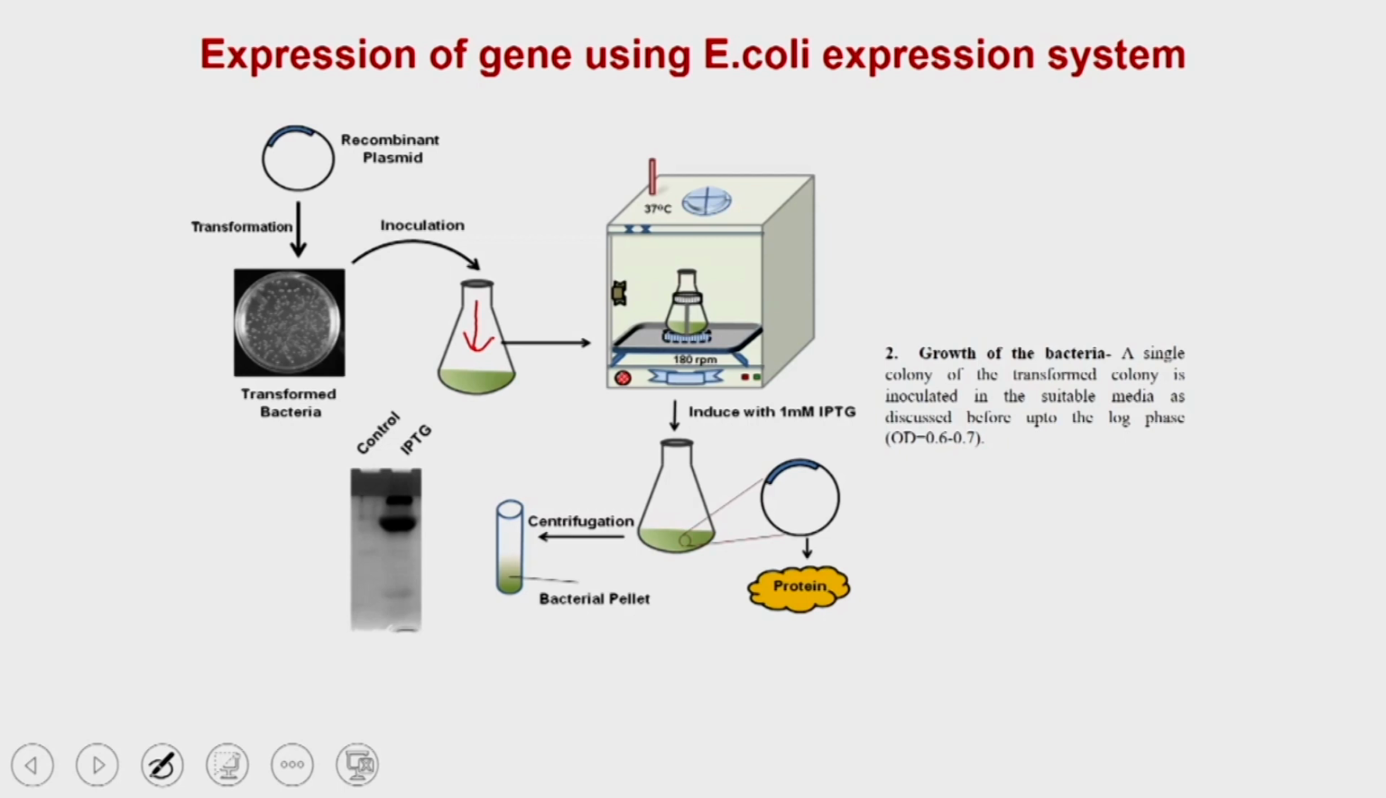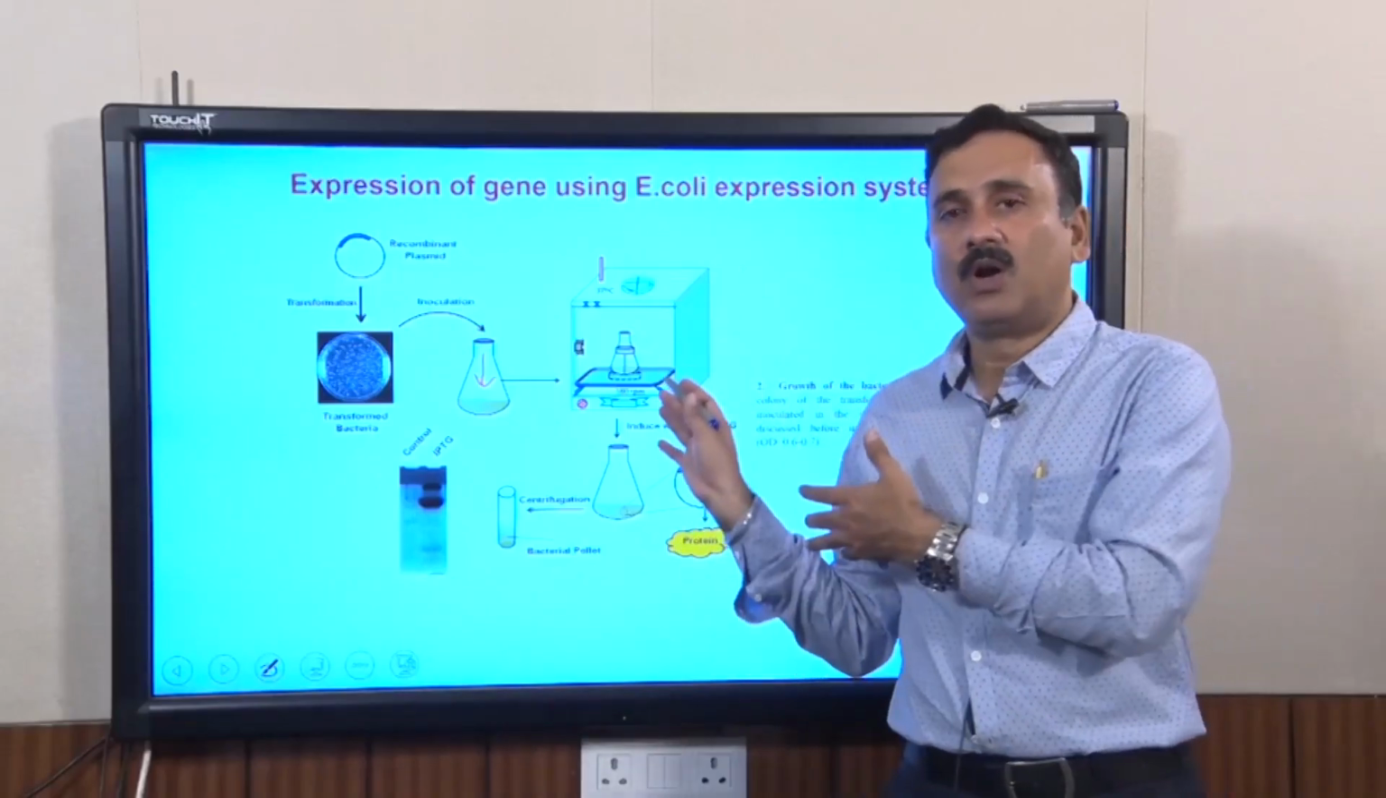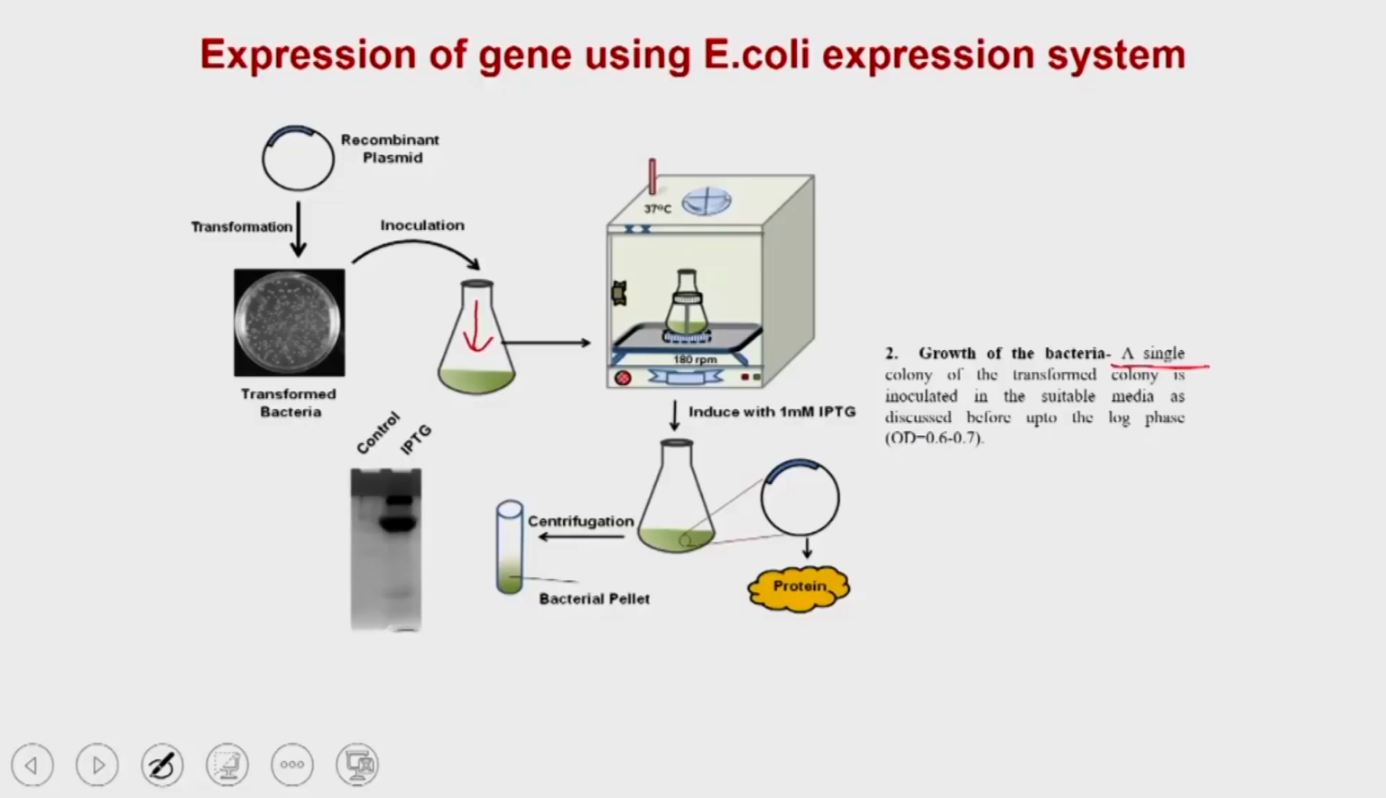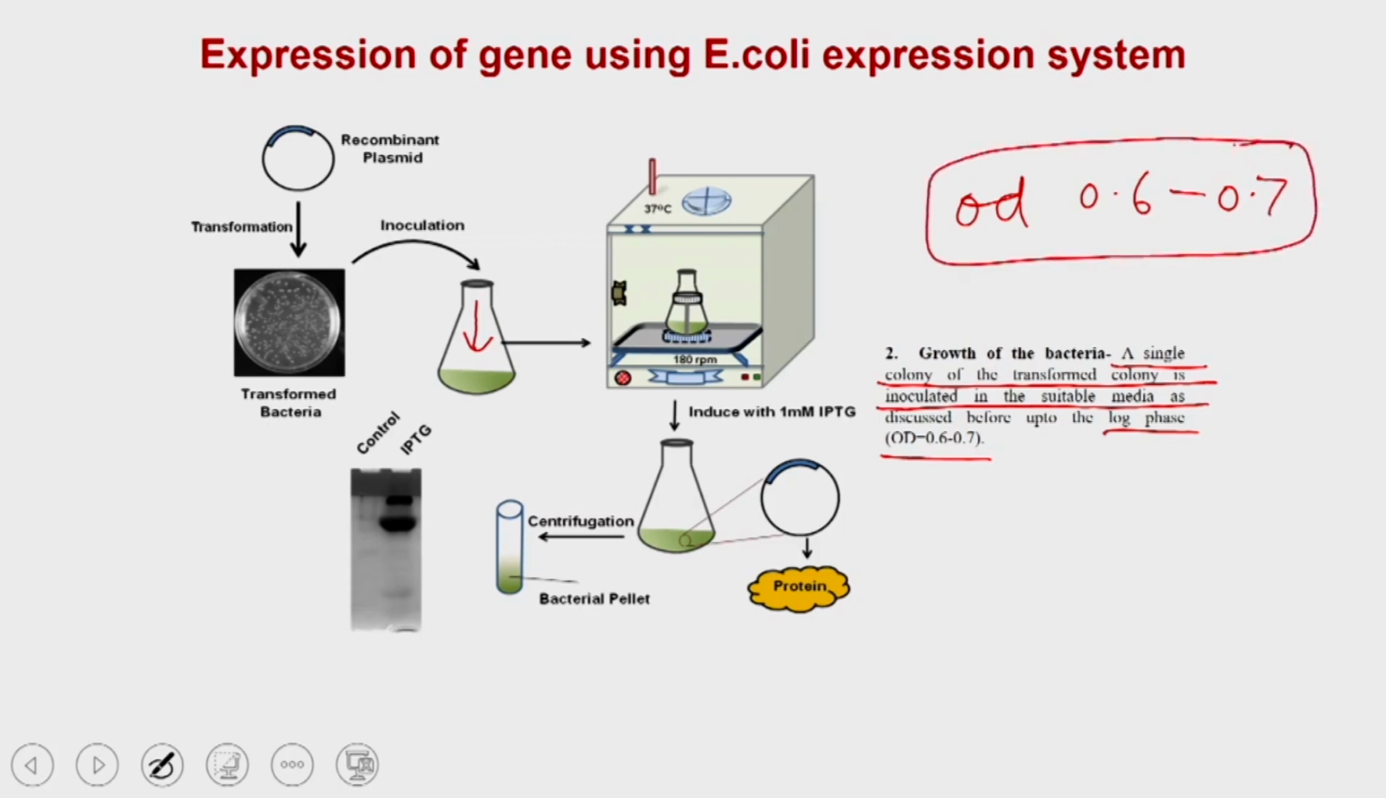We have also discussed different types of growth media which you can use for growing E. coli cells. You inoculate a single colony or a few transformed colonies into the suitable media, and let the bacteria grow into the log phase, which is an OD of 0.6 to 0.7. If you remember, we also discussed how to monitor the growth of these bacteria, and you can put them into a 37 degree incubator with shaking at 180 RPM.